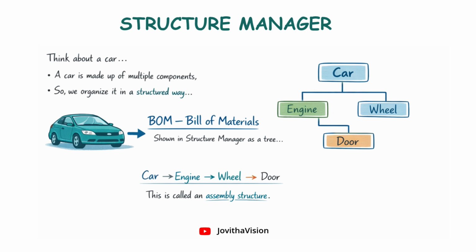In Structure Manager, this BOM is shown like a tree. For example, a car will have engine, wheel, and door. This is called an assembly structure.